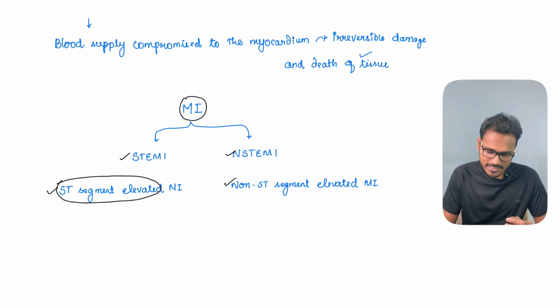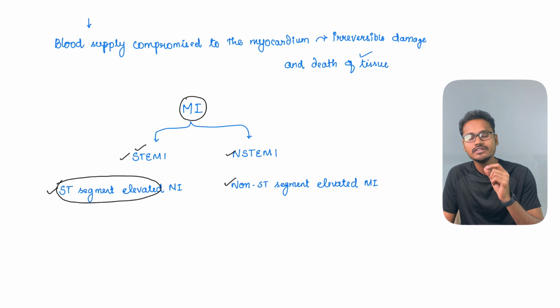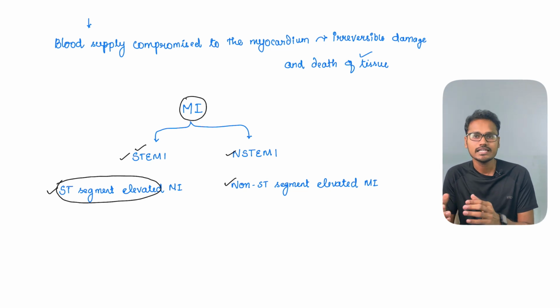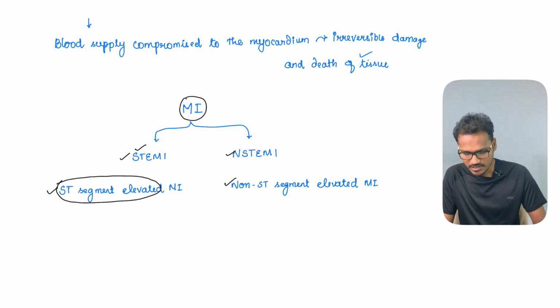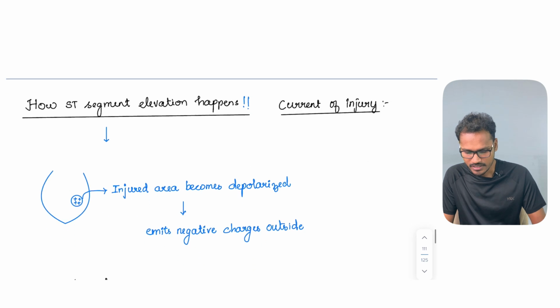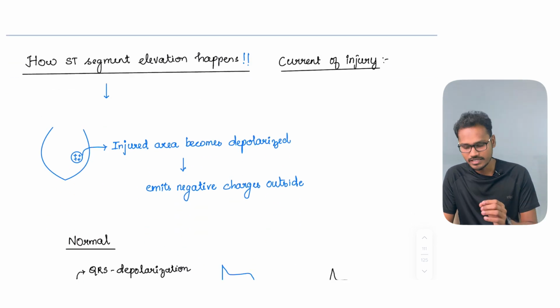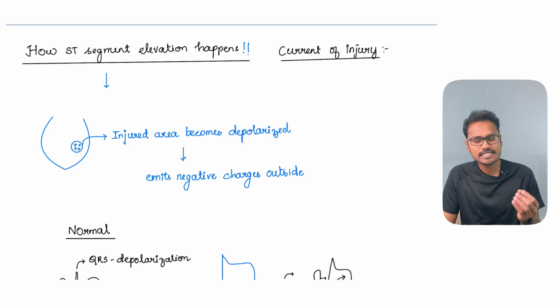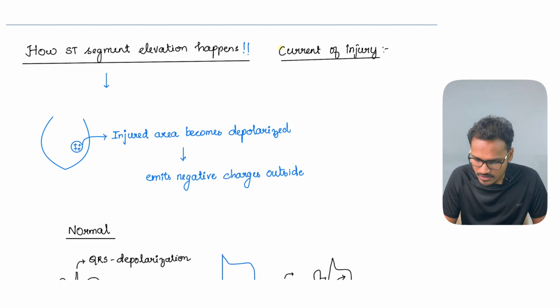So we know that it is the ST segment elevation, but here we are going to understand why the ST segment is elevated and whether we can identify the wall of injury using the ECG leads. So first, coming to STEMI, that is the ST segment elevated myocardial infarction. Why is the ST segment elevation happening? To understand it, first we have to understand what this current of injury is. So this is because of the current of injury.